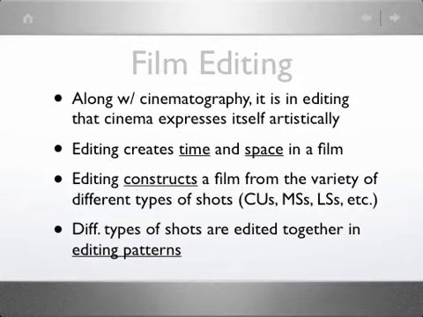Usually there are particular patterns in which groups of shots are connected to one another, and we can refer to these as editing patterns. So there are particular ways in which the different types of shots, close-ups and medium shots and long shots, are edited together in a particular fashion to create narrative in a film, to create time and space in a movie.